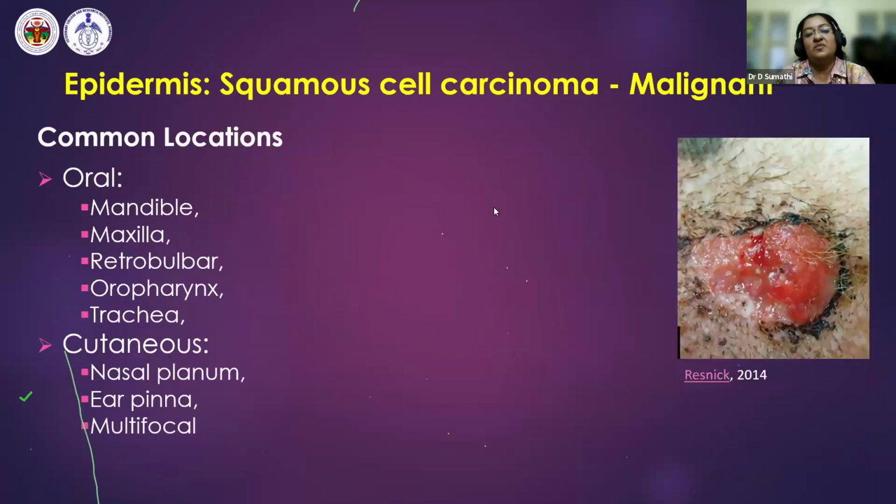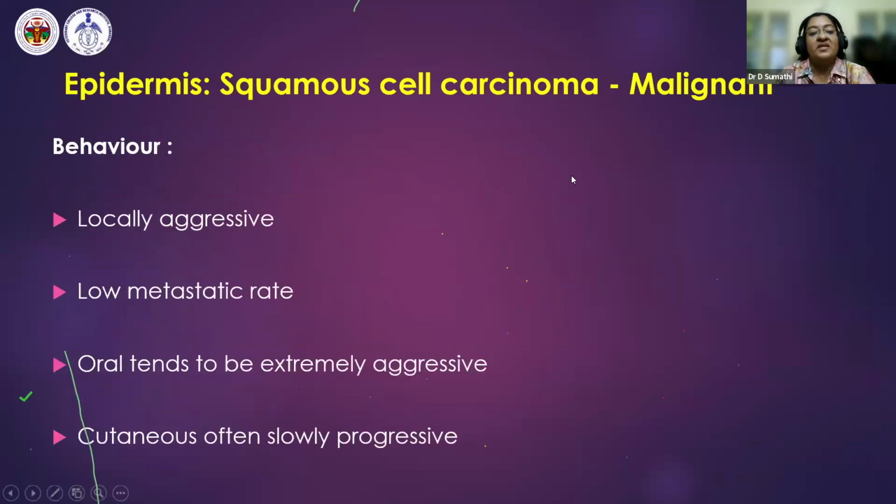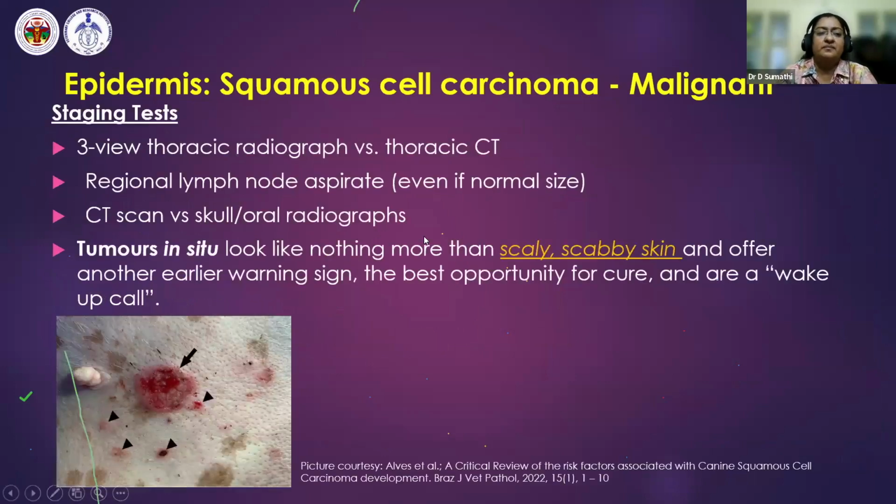So squamous cell carcinoma is again malignant, and they are present in the mandible, maxilla, retrobulbar area, oropharynx, and trachea. And in case of cutaneous cases, we have it in the nasal planum and ear pinna, and it can sometimes be multifocal. So the behavior is locally aggressive, low metastatic. Oral lesions are more aggressive than the cutaneous lesions.